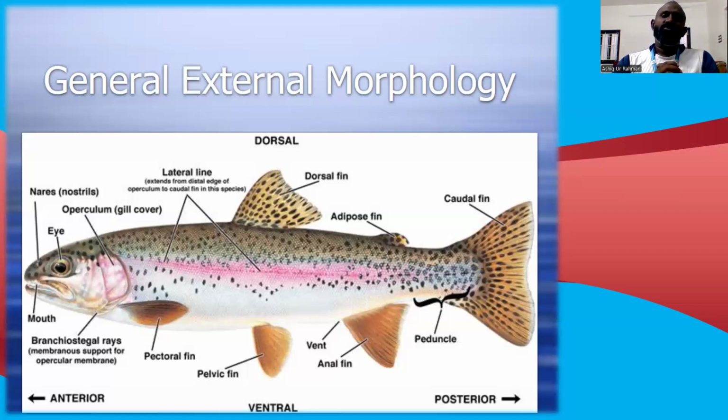So external morphology, as we all know, the phenotypical characters, the characters we see with our naked eye, the characters which define the organism by seeing it. So those are called the external morphology, right? So the fish here is a bony fish. It's a teleost fish.